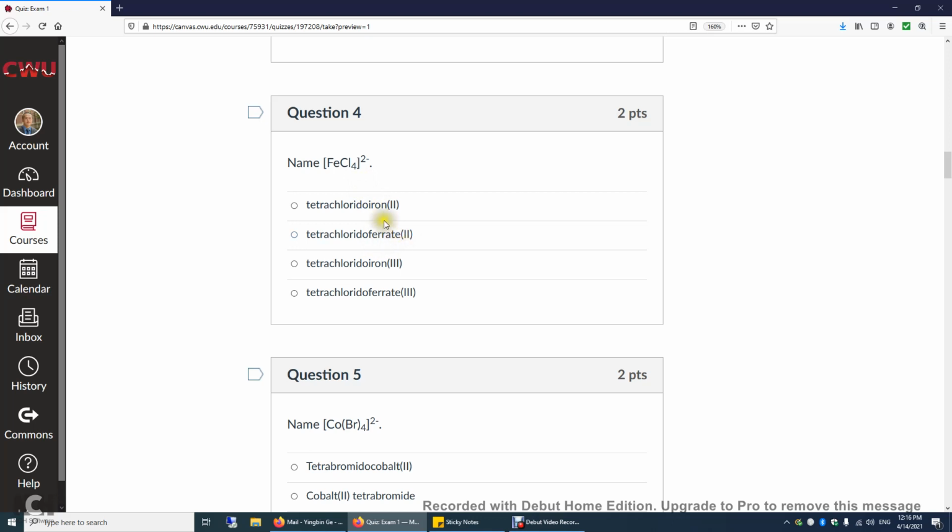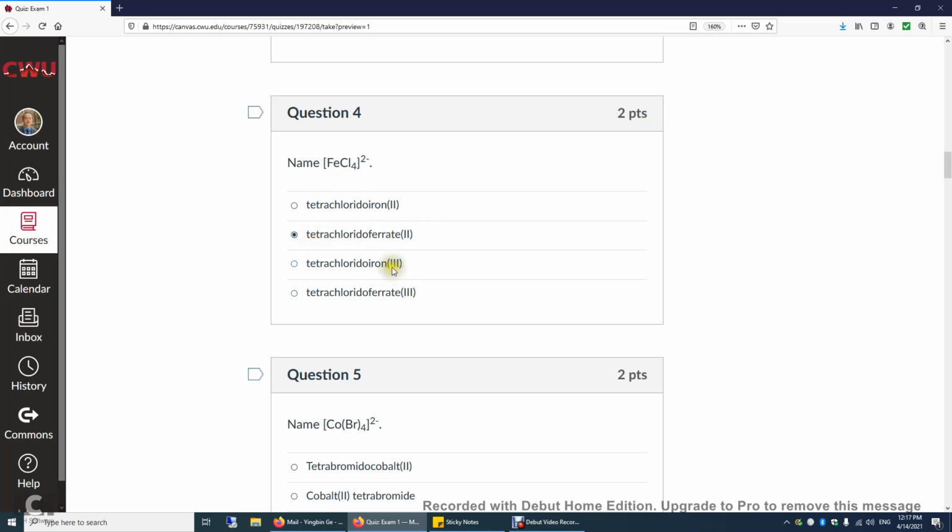What's the oxidation number? Again, chlorine -1, 4 of them -4. So this iron has to bear a +2 charge. So it's going to be ferrate 2. So tetrachloride, ferrate 2. All right.